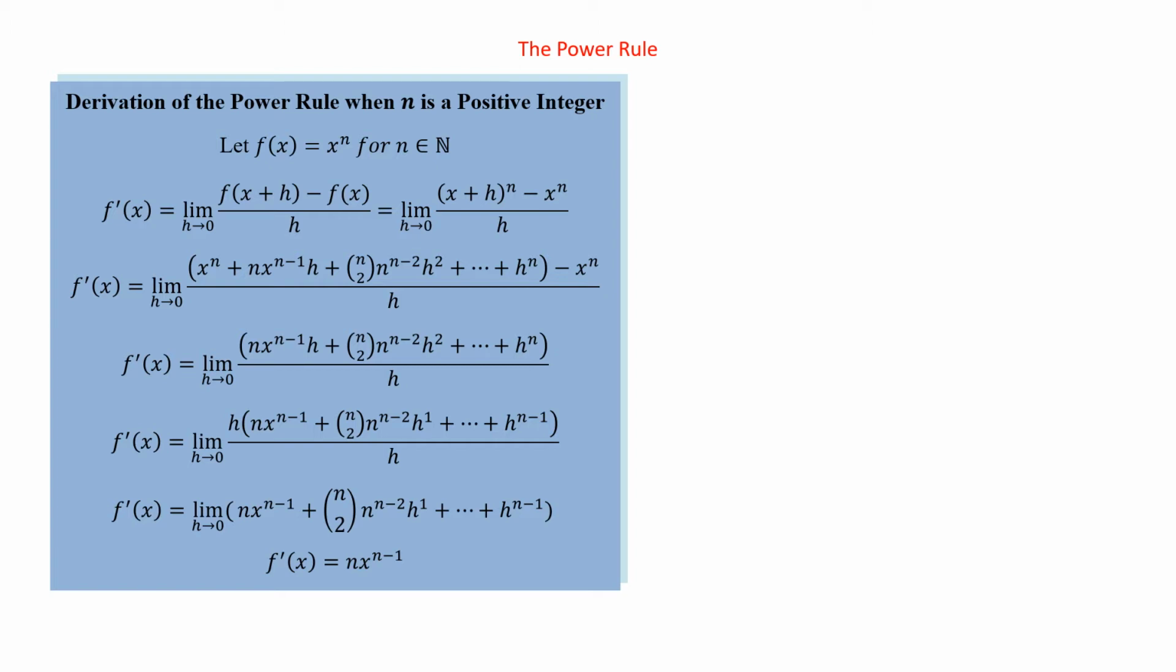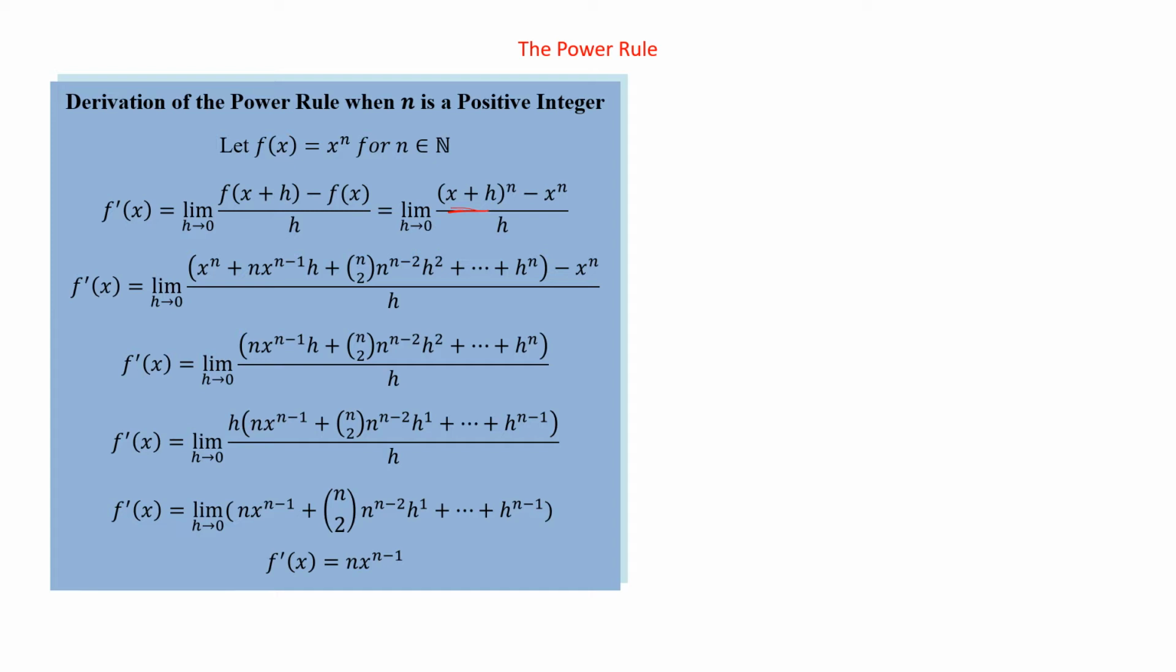So we're going to put this into the limit definition. So f of x plus h minus f of x over h. And then the limit, we can plug in the x plus h to the n minus x to the n over h.